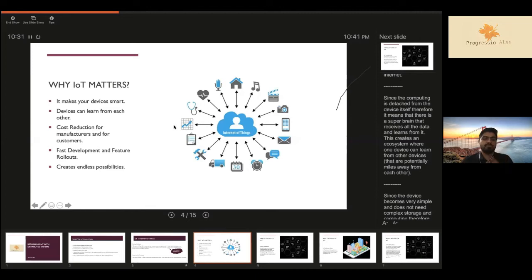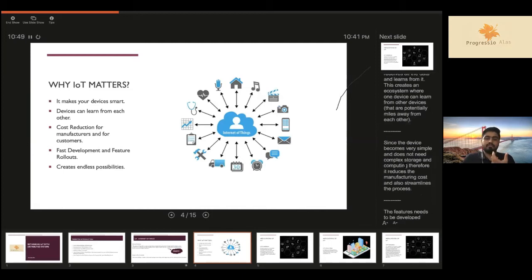Now let's talk about cost reduction for manufacturers and for customers. This IoT concept is helping manufacturers reduce cost, and that in turn reduces the cost for the customers. Since the device itself is very dumb now, all it needs is an internet connection, and it does not need any complex storage or complex computing power. That reduces the manufacturing cost and also streamlines the manufacturing process.